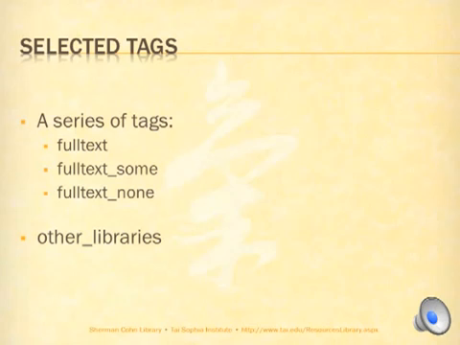If a resource is tagged as full text, the records within it are in full text form. If a resource is tagged as full text some, this means it contains a mix of full text resources plus records containing only abstracts or citations. If a resource is tagged as being full text none, it contains citations and abstracts and no full text.